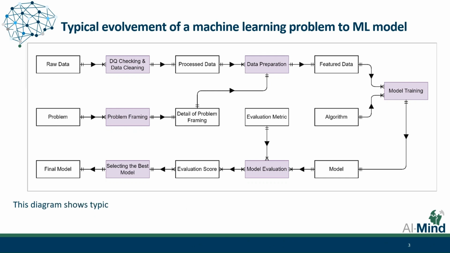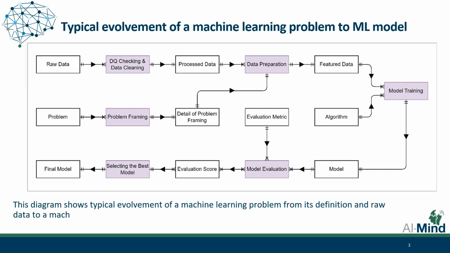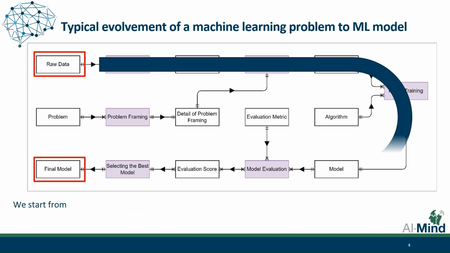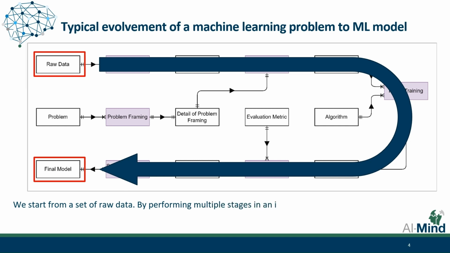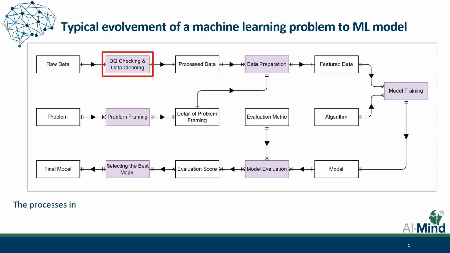This diagram shows the typical evolvement of a machine learning problem from its definition and raw data to a machine learning model. We start from a set of raw data. By performing multiple stages in an iterative way, we eventually end with a final selected ML model. The processes involve data quality checking and data cleaning, problem framing, data preparation, model training, model evaluation, and selecting the best model. Okay, but where does the complexity lie? Well, let me give you examples.